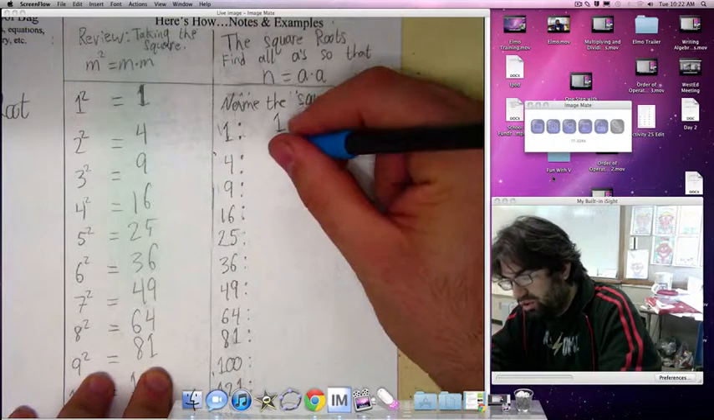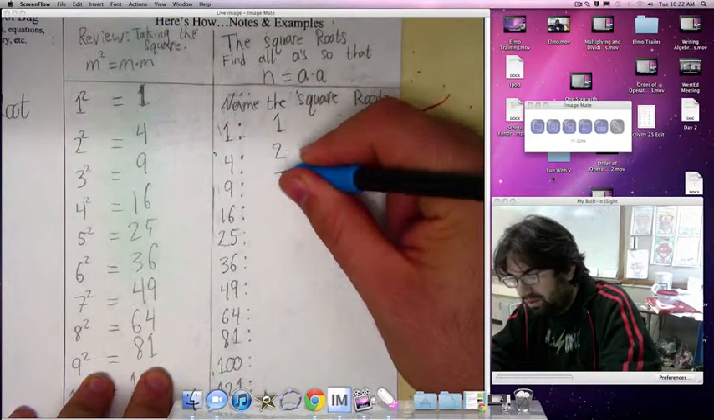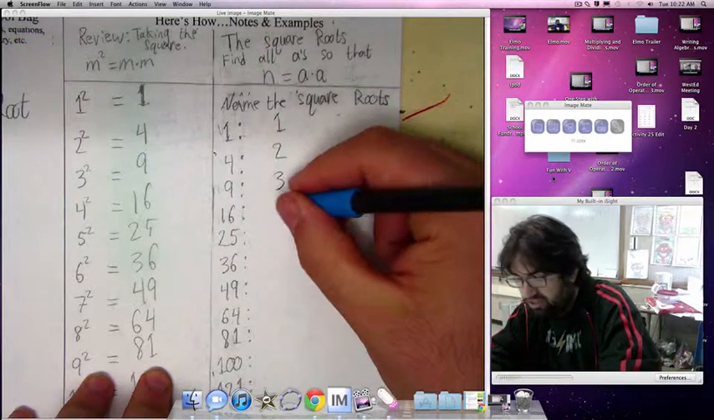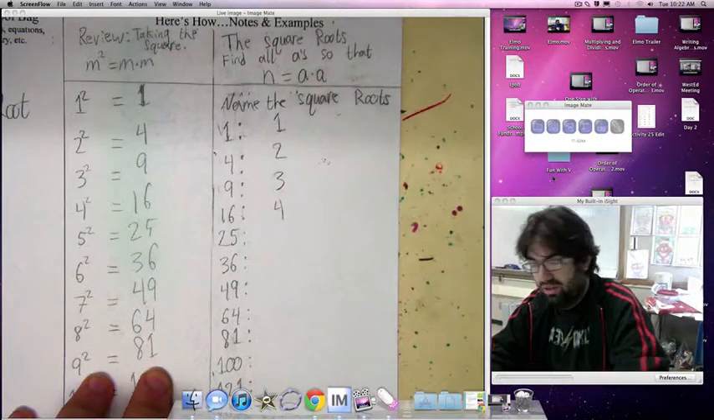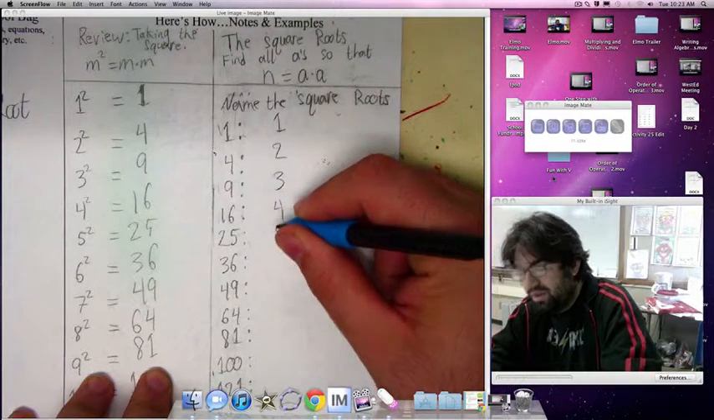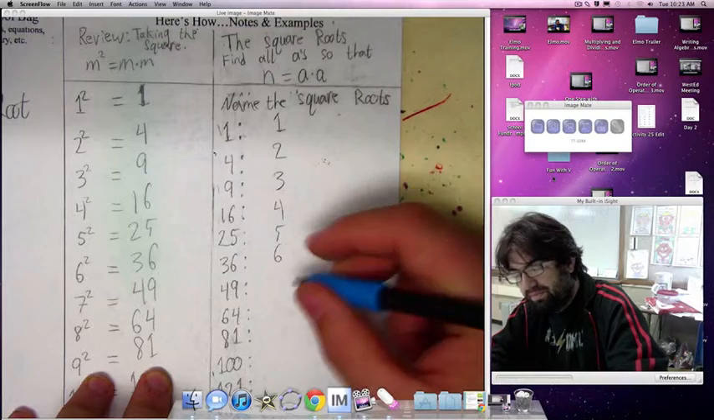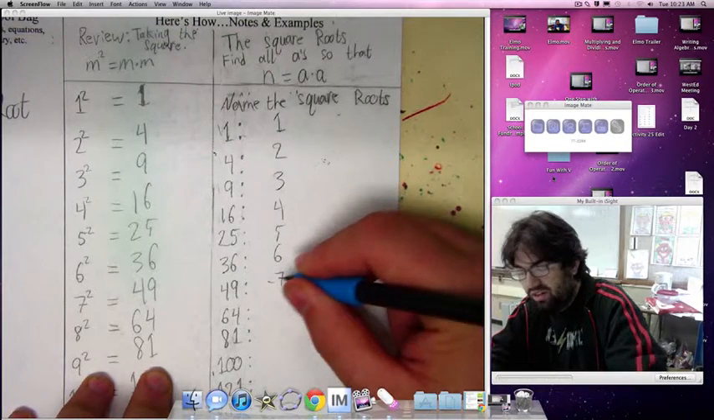4 is 2 times 2, 9 is 3 times 3. So if I'm asking you what the square root of 1, 4, and 9 are, this is it. The square root of 16 is 4. Square root of 25 is 5, because 5 times 5 is 25. This is 6. This is negative 7.